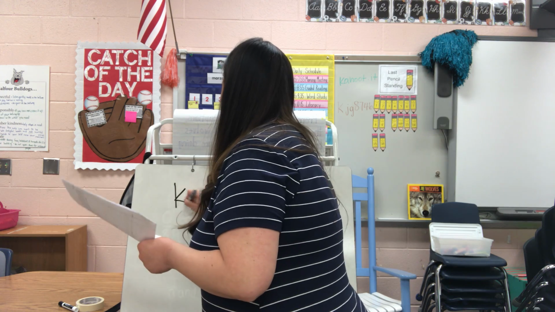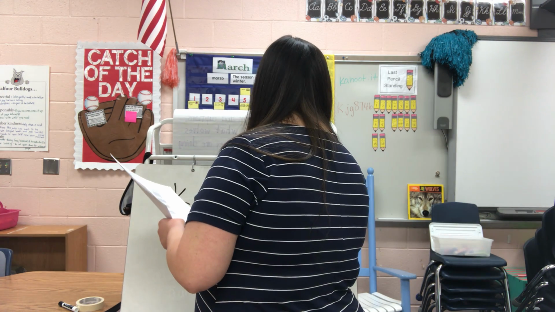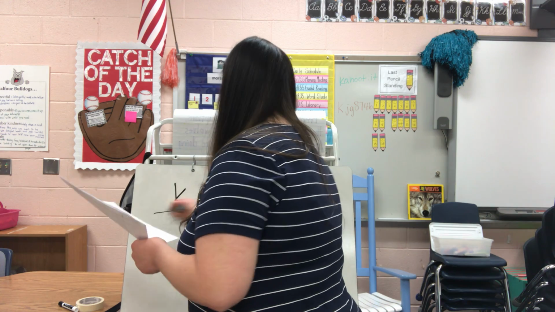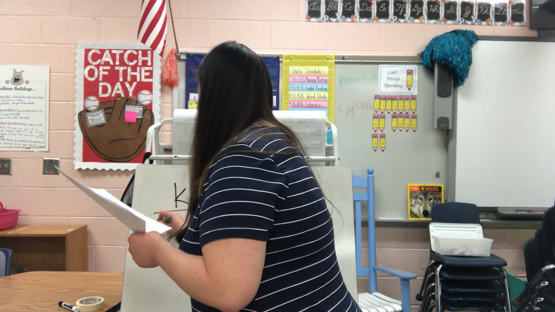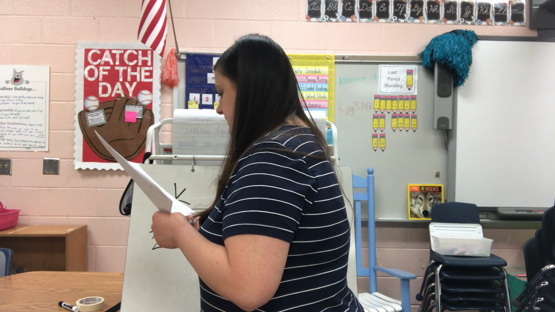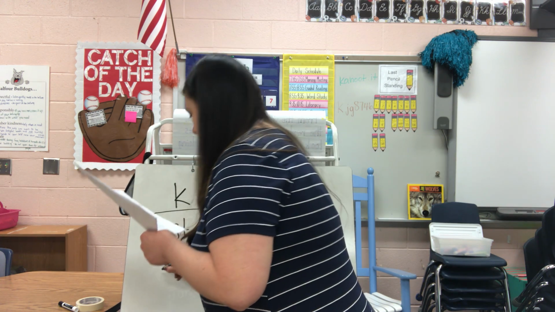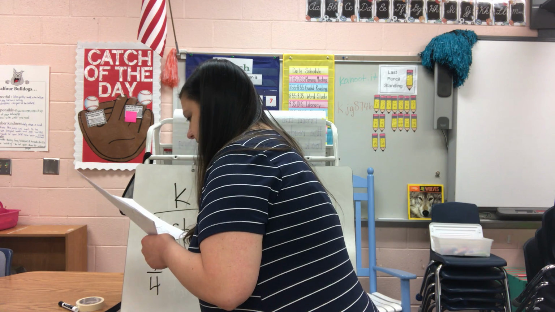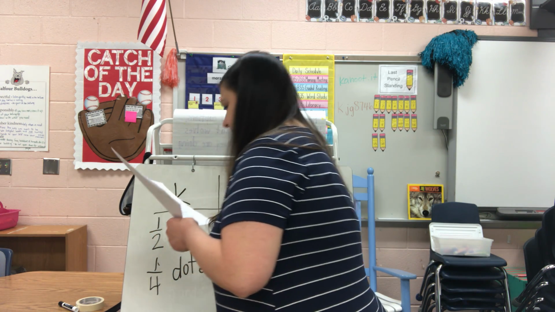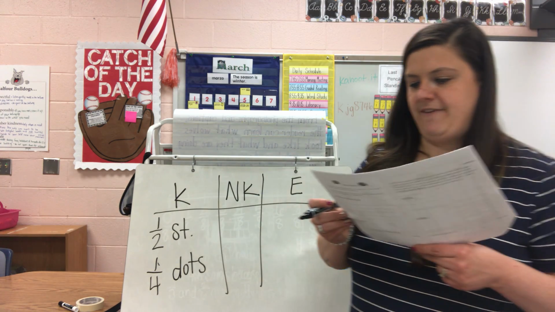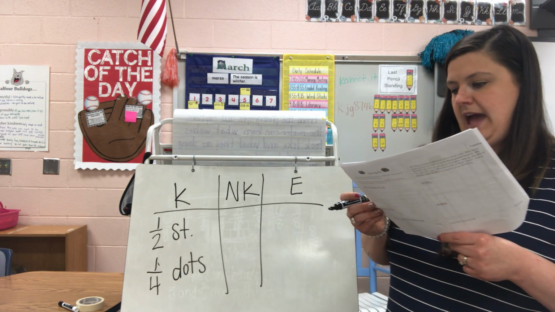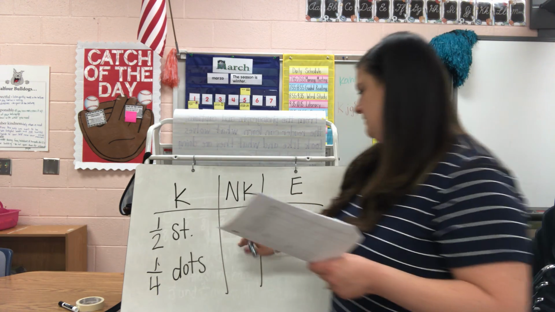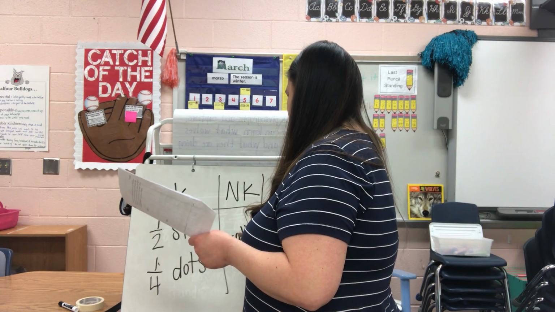Alfonso painted a bedroom wall. He painted half of the wall with stripes and a fourth of the wall with dots. So, half the wall was stripes and a fourth of the wall was dots. Which of the walls below could be Alfonso's bedroom wall after being painted? So we need to know which wall matches.